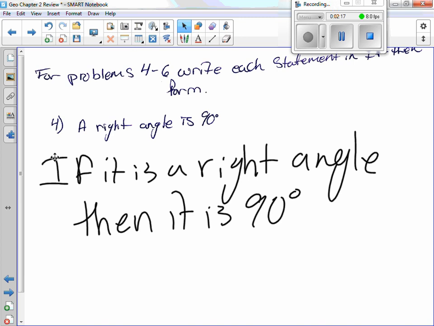Yes? If an angle is 90 degrees, then it is a right angle, does that also work? Yes, because this is a biconditional statement. It'll work either way. So this one works either way.